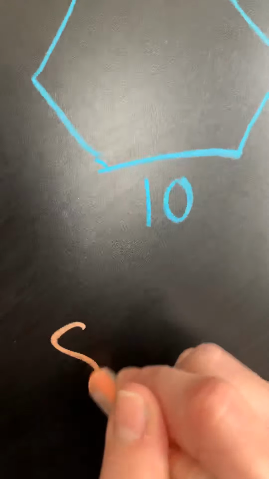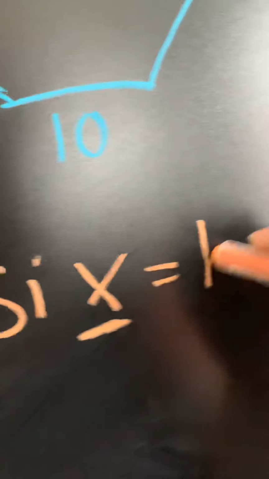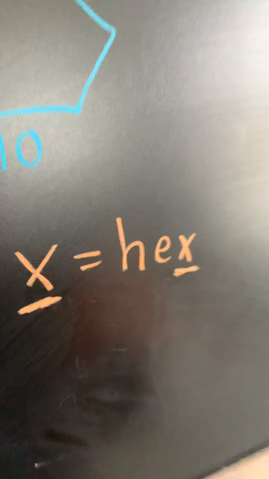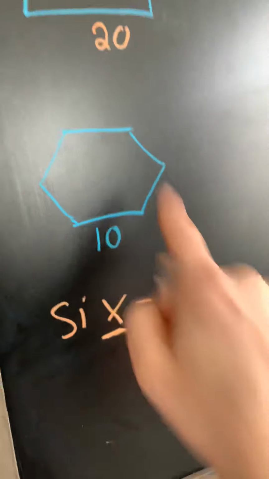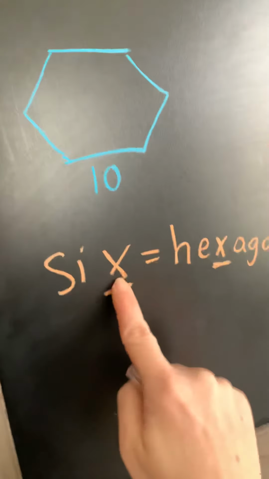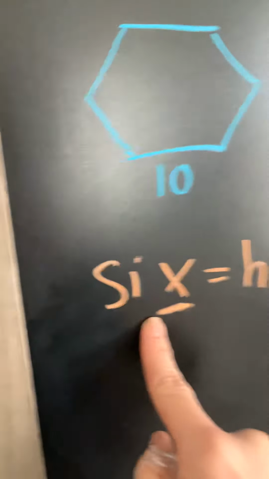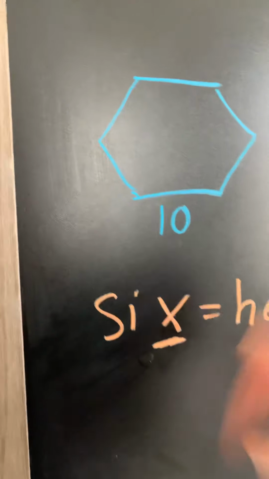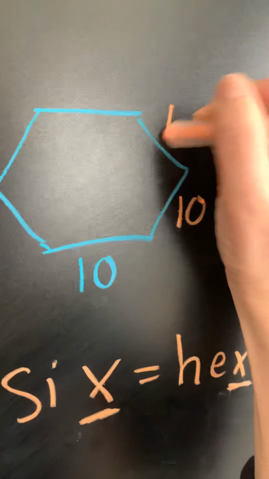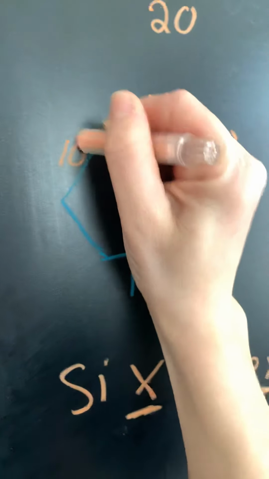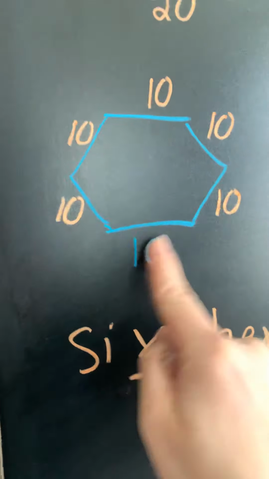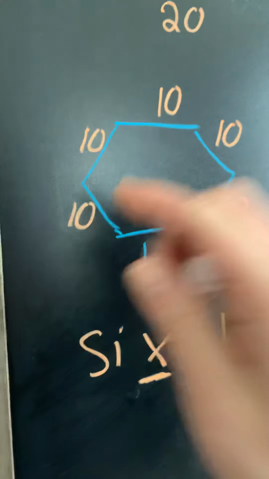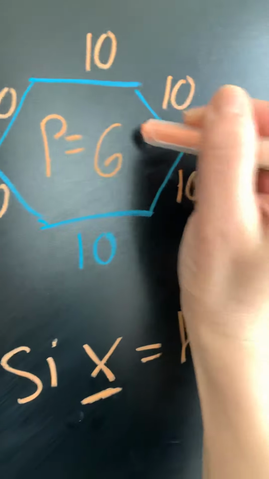Okay, so remember, we've talked about in class, 6 equals hexagon. They both have an X. So this is a hexagon, a 6-sided figure. They both have an X in it. So if there's 6 sides, the perimeter is not 10. You need to go in and fill in all the other sides. And then this is easy. You just count by tens. In this case, 10, 20, 30, 40, 50, 60. So your perimeter would be 60.